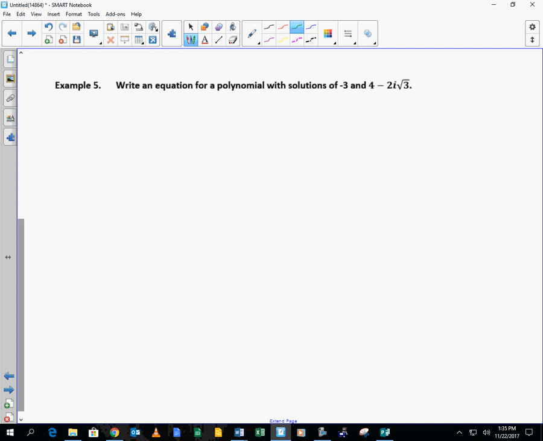If 4 minus 2i roots of 3 is a solution, what's the other one? Very good. So I'm not going to skip any steps here. I'm going to write it all out. x minus negative 3. You can skip that, I'm just doing it for teaching effect. But without a doubt, I would write x plus 3.